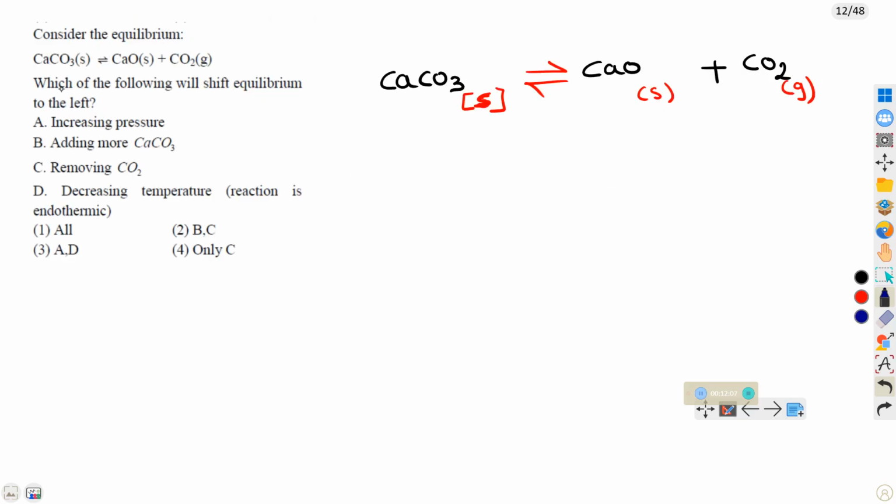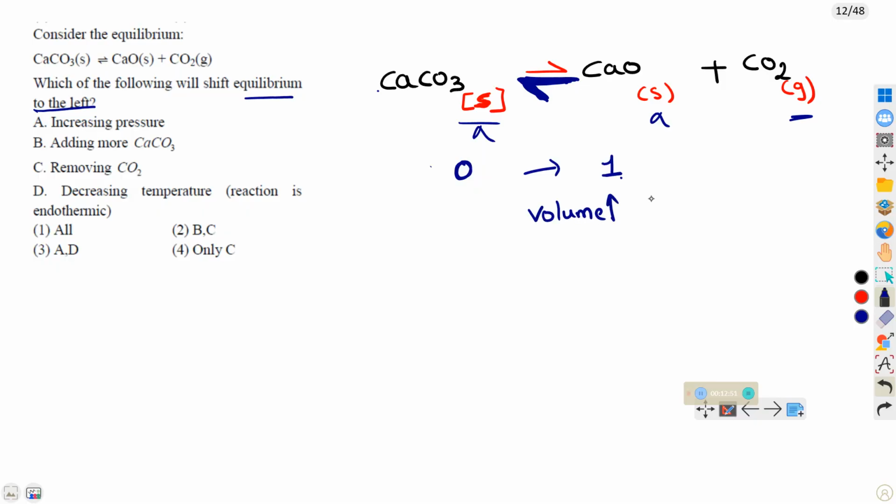Consider the equilibrium. Which of the following will shift equilibrium to the left side? First of all, check it. Left to right. This is solid. This is solid. This is gas. That means the number of gas particles increases. 0 gases are converted to 1 gas. Number of moles increases. Initially 0 moles of gas, here 1 mole.